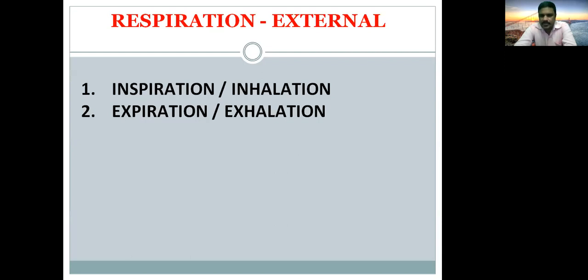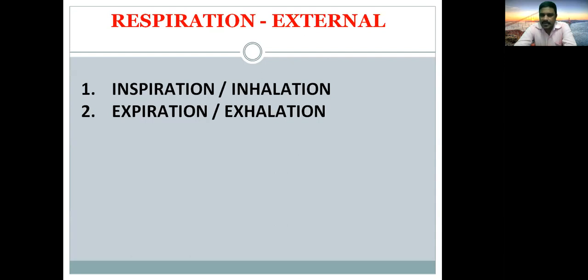So what is the use of these inspiration and expiration processes? Why? Because we know that for the liberation of energy from the food materials, oxygen is very, very essential. And where the liberation of energy has to take place, it has to take place in each and every part of our body. Liberation of energy has to take place in each and every cell of our body.